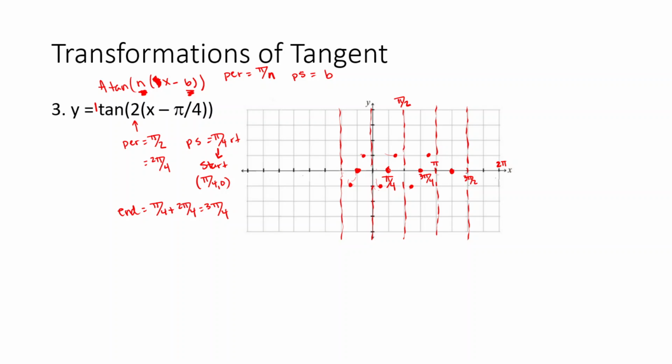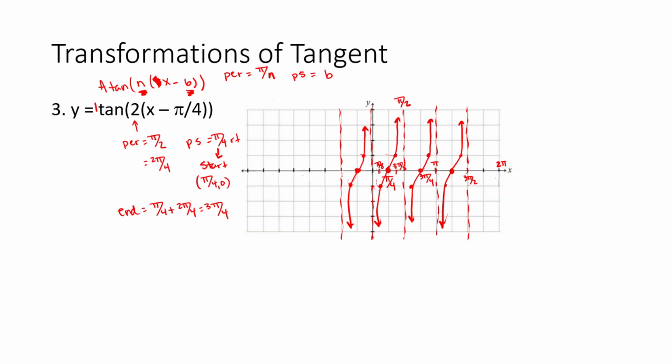So if that 0 is at pi/4 and the asymptote's at pi/2, those 1 and -1 values are all at eighths. So this one right here is going to be at pi/8 if I want to mark it, and 3 pi/8. And then I simply connect the dots. And they look like cubic functions, but they get bound by those asymptotes. Okay, so hopefully that gives you a little idea of how to do tangent.